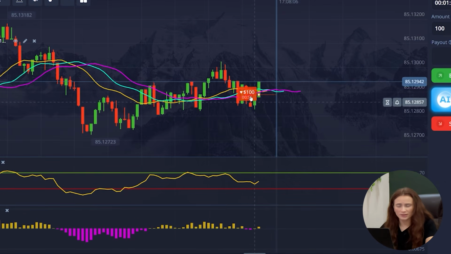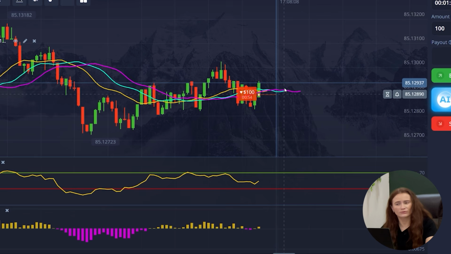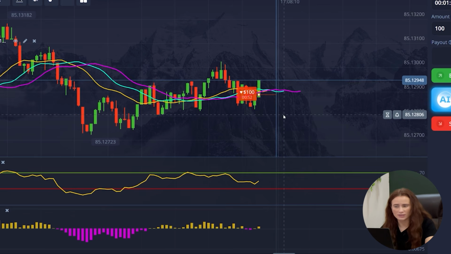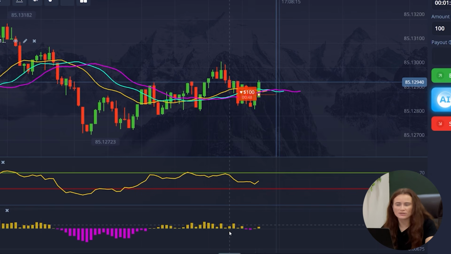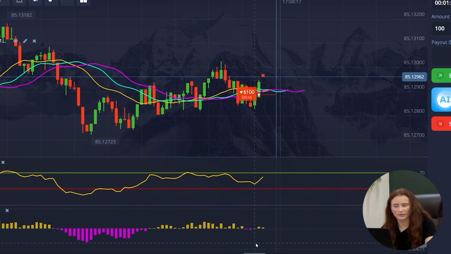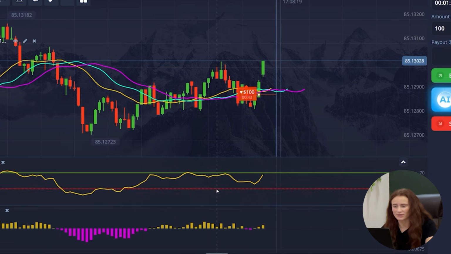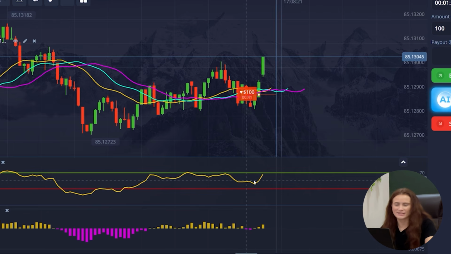So, I think you see that the alligator indicator lines have crossed each other and they are pointing downwards. So there is a downward trend in the market. The momentum indicator has crossed the zero level and started to build below it, which also indicates a decrease in price. But look at the DeMarker.